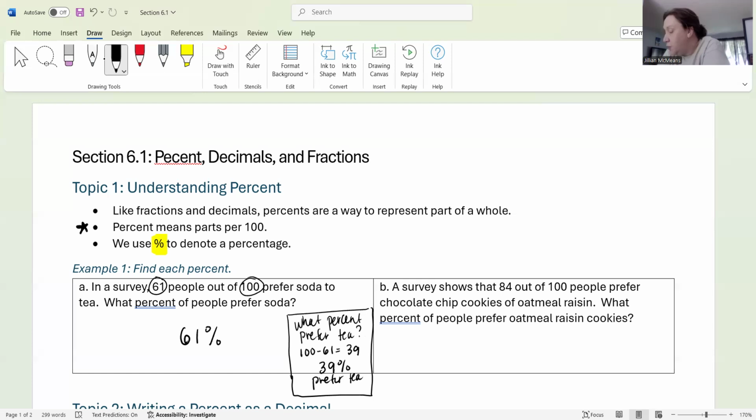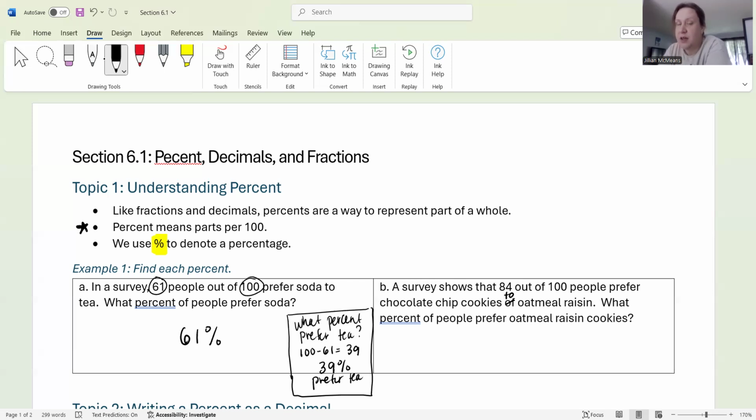Now, for part B, it says a survey shows that 84 out of 100 people prefer chocolate chip cookies to oatmeal raisin. I think that's a typo. It should say two. So a survey shows that 84 out of 100 people prefer chocolate chip cookies to oatmeal raisin. What percent of people prefer oatmeal raisin?